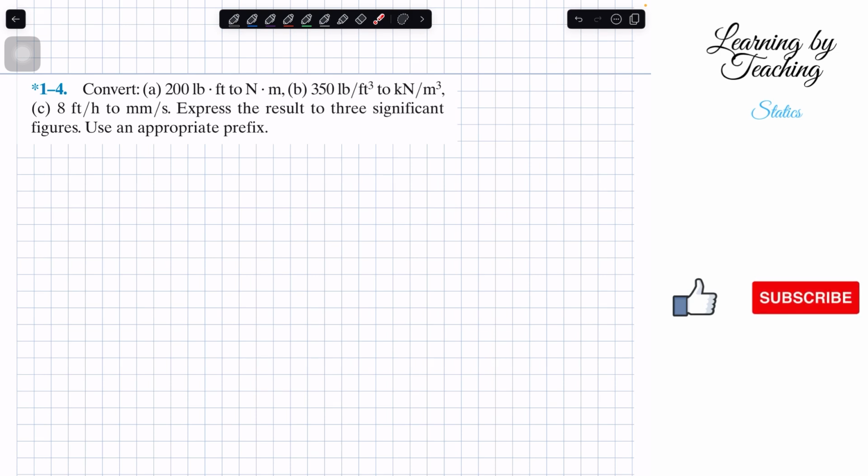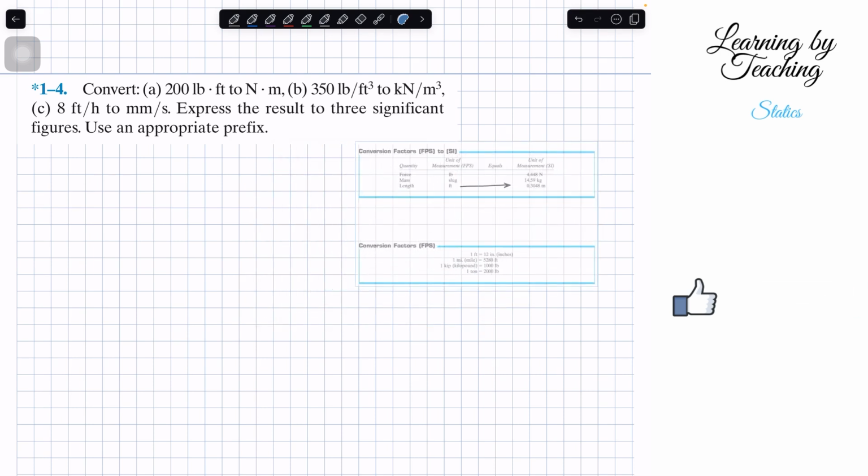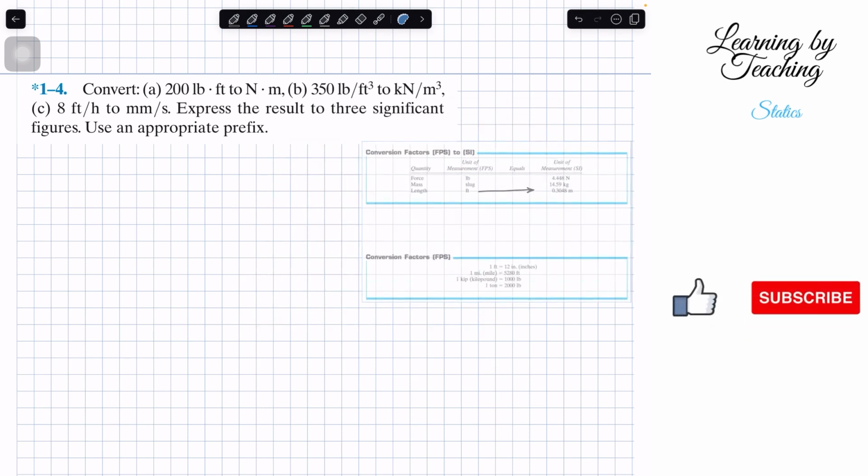Use an appropriate prefix. Okay, so now what we're doing in here is we have a couple of English units, converting them into metric, like for example A to B, same thing in here and all that. Now how are we going to do this? Well, in the book they give us this table basically where we have some conversion factors from the FPS system to the SI system. Okay, so basically how it works is that if I have my length, for example, in feet, then this is the same amount in the SI unit in meters. Okay, so let's just start on.